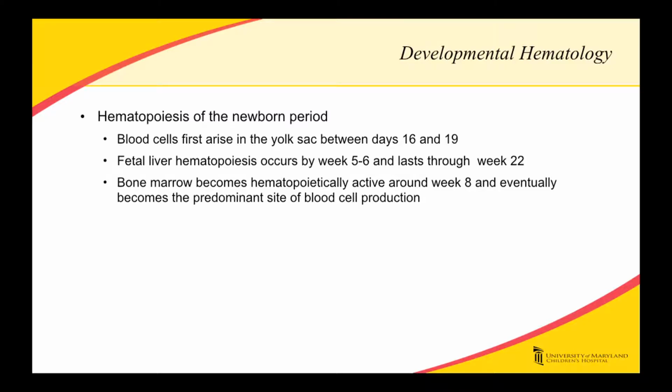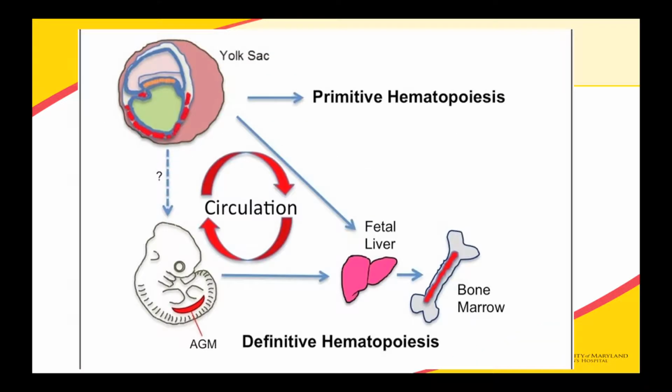Munchel and Dr. Park. So just to review some developmental hematology, normal hematopoiesis in the newborn period actually starts around days 16 to 19 in the yolk sac. Then fetal liver hematopoiesis occurs by week 5 to 6 and lasts through week 22. And then your bone marrow becomes hematopoietically active around week 8 and eventually becomes the predominant site of blood production. Here is a diagram showing how it first starts in the yolk sac, then goes to the fetal liver, and then eventually to the bone marrow.